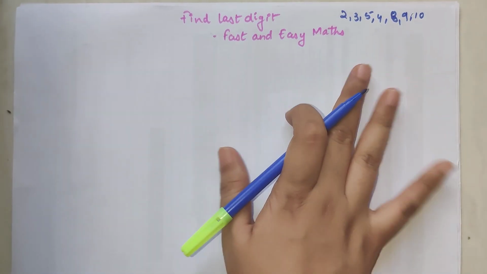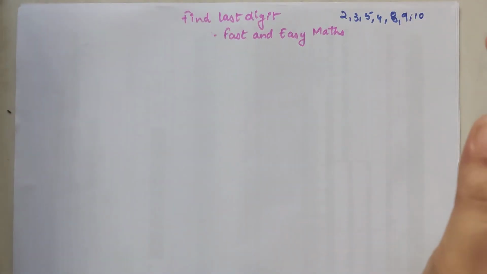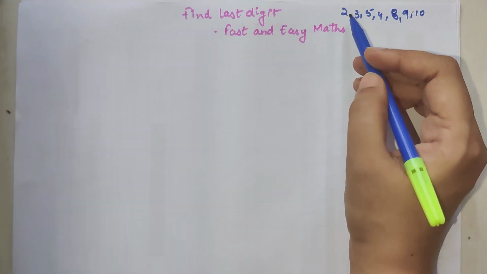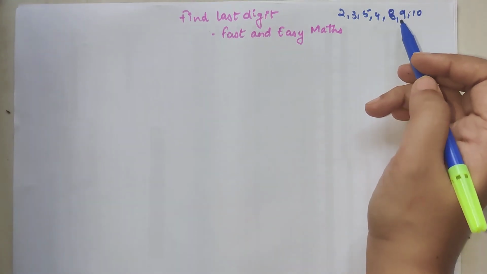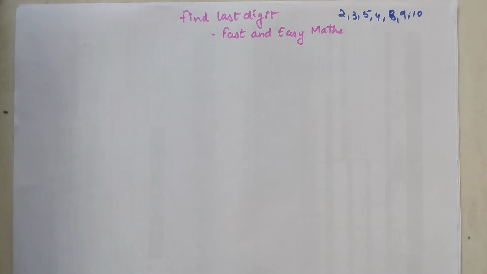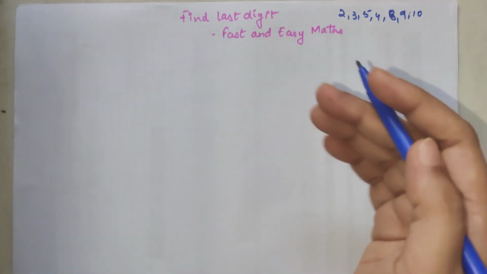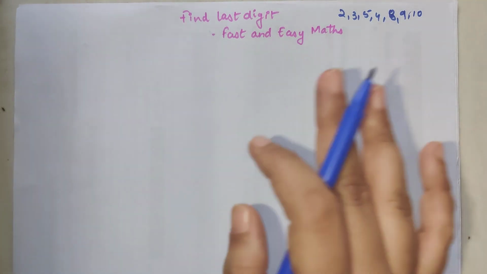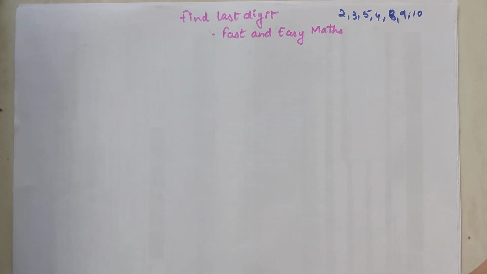Related to mathematics. So students, today we are going to find the last digit of any number when it is divisible by 2, 3, 5, 4, 8, 9 or 10. Okay, so for the rest of the digits, this particular video will become too long. So for that, I'll make another video and upload it very soon on my channel.